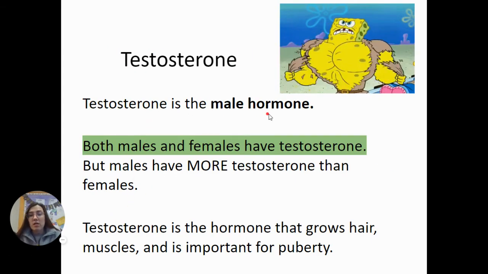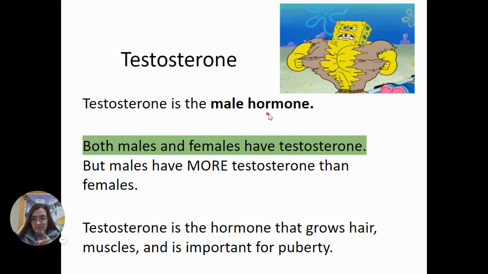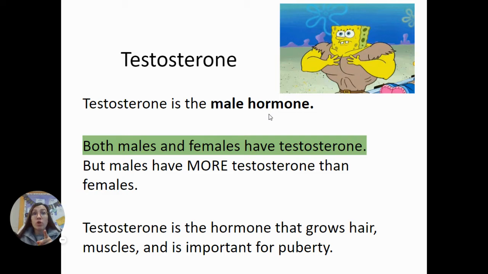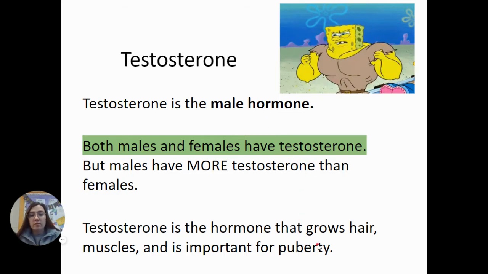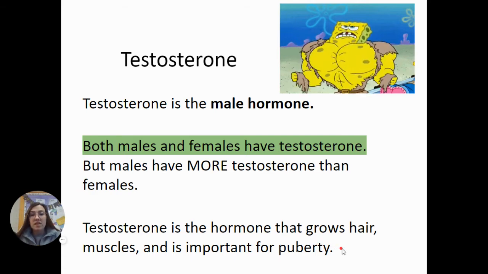Testosterone. So this is the male hormone. Both males and females have testosterone, but males have a lot more of it. Testosterone is very important when it comes to puberty for boys. It controls hair growth, muscle growth. This can also control moodiness and anger.